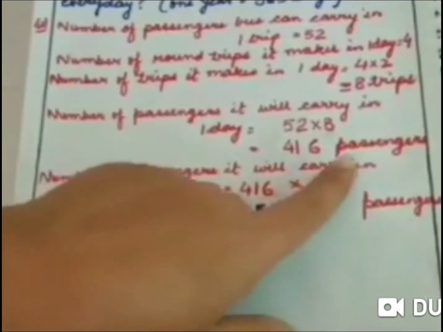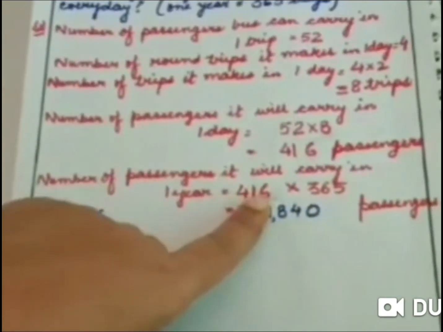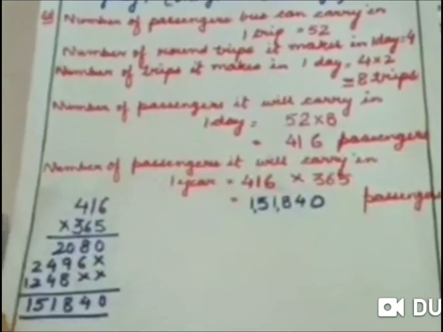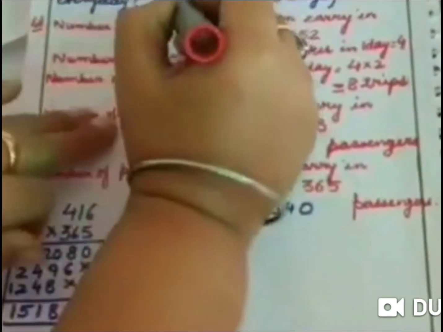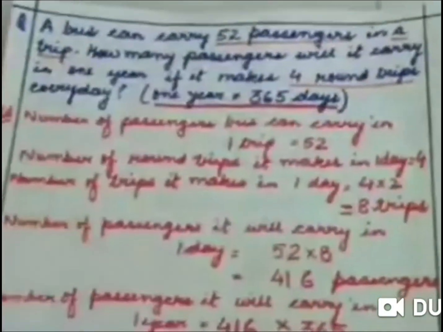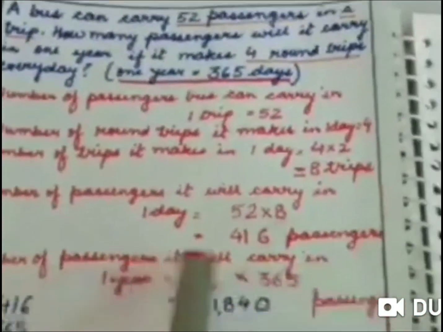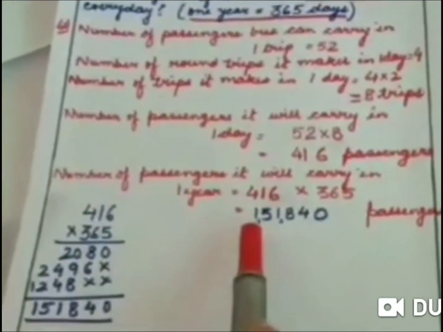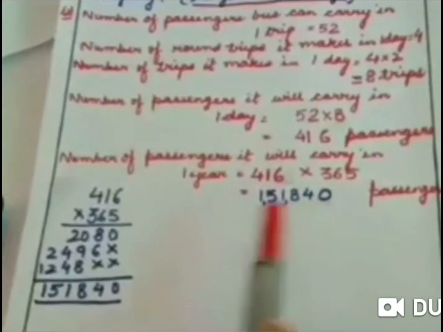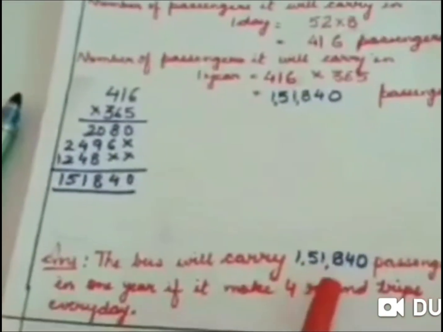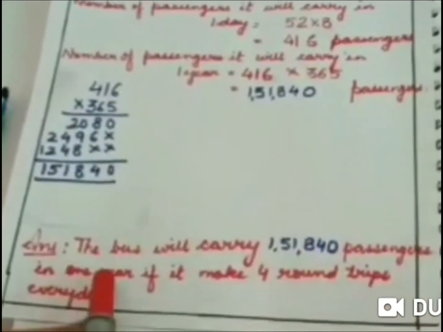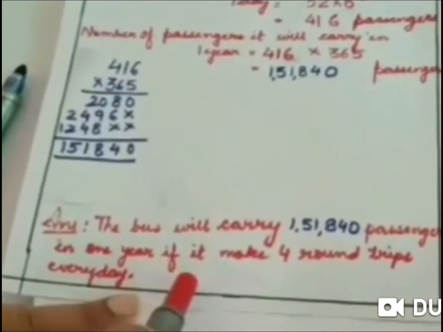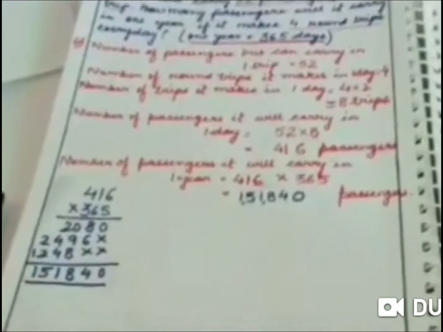So number of passengers it will carry in 1 year. So 416 multiplied by 365. Why 365 here? Because 1 year is equal to 365 days. So we will multiply the number of passengers it carries in one day with the total number of days in the year, and it will make 1,51,840. So the bus will carry 1,51,840 passengers in 1 year if it makes 4 round trips every day. I hope, children, this question is clear by now.